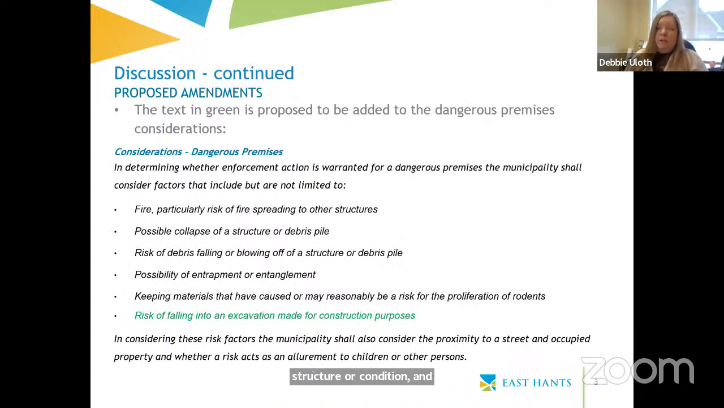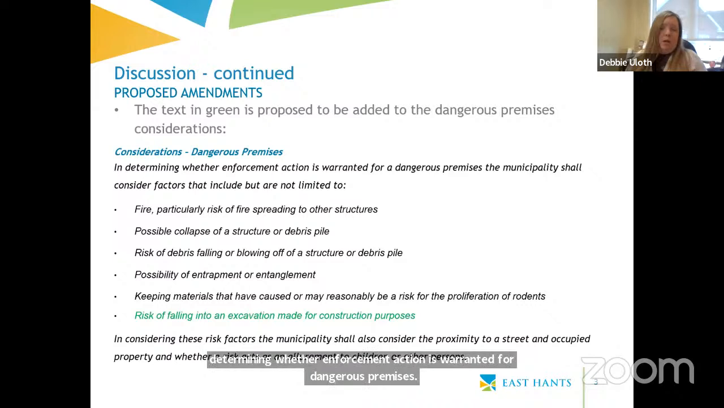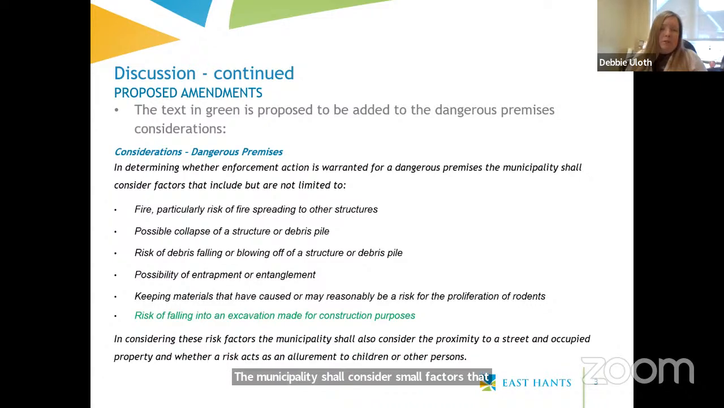And so since your policy delegates that authority to the administrator, we've proposed to add a line to the considerations for dangerous premises section of the policy. So it'll state that in determining whether enforcement action is warranted for a dangerous premises, the municipality shall consider factors that include but are not limited to risk of falling into an excavation made for construction purposes. And in considering these risk factors, the municipality shall also consider the proximity to a street and occupied property and whether the risk acts as an allurement to children or other persons.